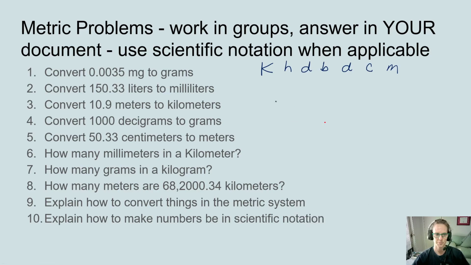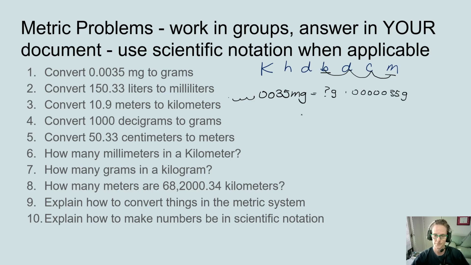Okay, so our first one, number one, convert 0.0035 milligrams to grams. So we know we're going to go from milligrams to the base unit of grams. We're going to move the decimal to the left 3 times. So the old way, you just go 1, 2, 3 and put a 0 there, so it'd be 0.000, for the 3 times, plus all the other zeros that were already there.